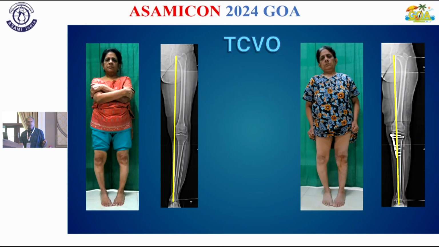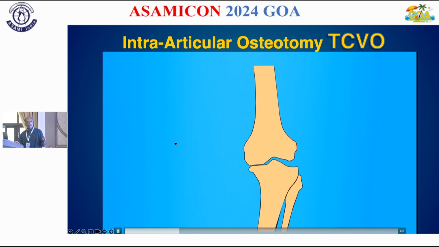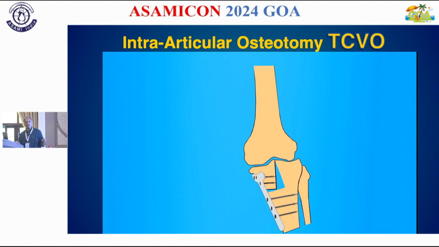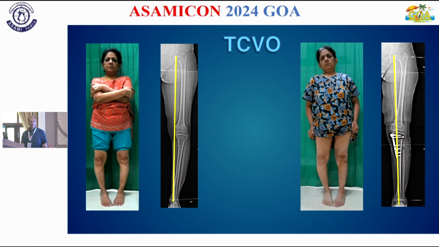And the TCVO will work by elevating. This is the teeter-totter, and point contact, which increases the forces. You perform an L-shaped osteotomy. It reduces the teeter, improves the stability, and you may get a decent correction. So this is an example.